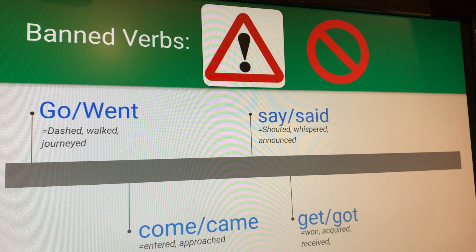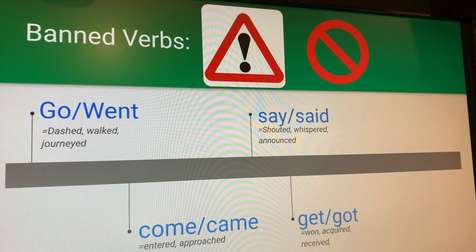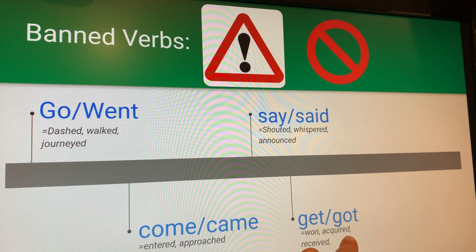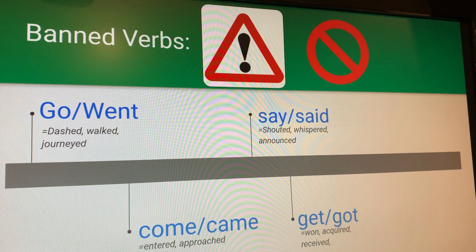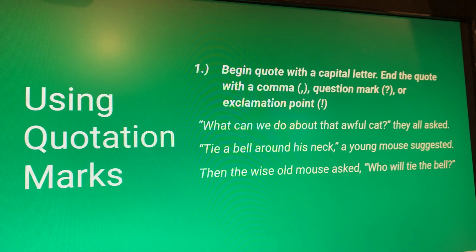Get and got are our last banned words that we're going to touch on. And there are many ways to say somebody got something or they get something. You could say he won it, she acquired such and such, or he received such and such. So keep in mind your banned verbs. And this is a new thing, that's okay. You may write them initially, and then your parent's gonna help you retrain your mind to stop using those as you write and catch yourself and replace them with stronger verbs.